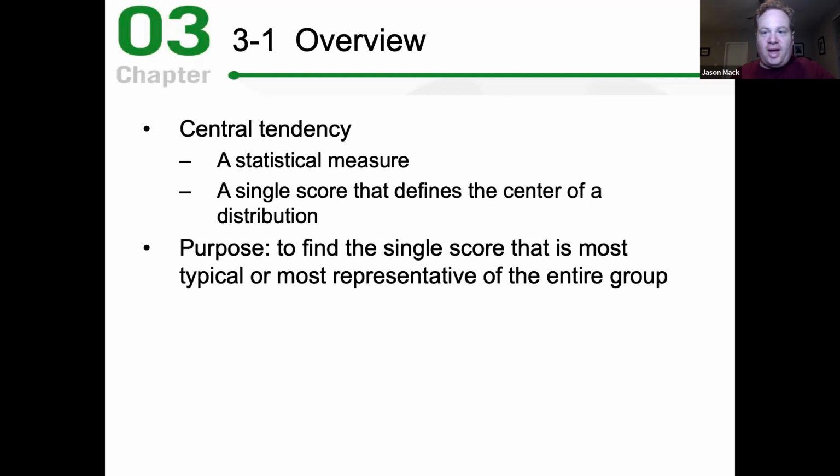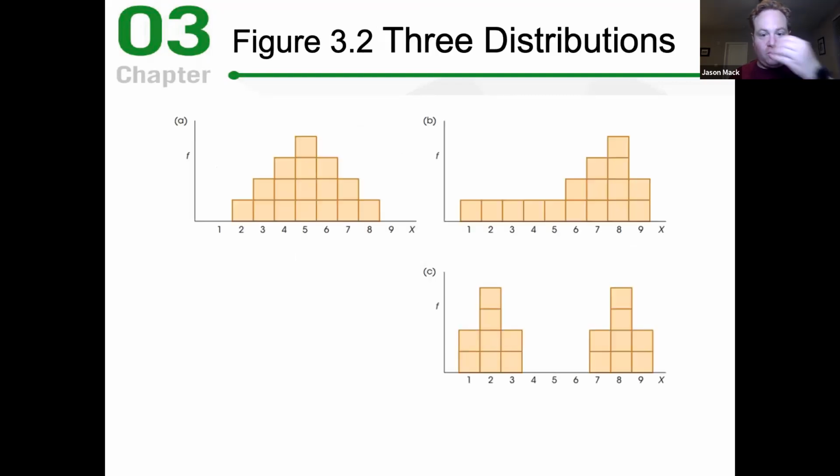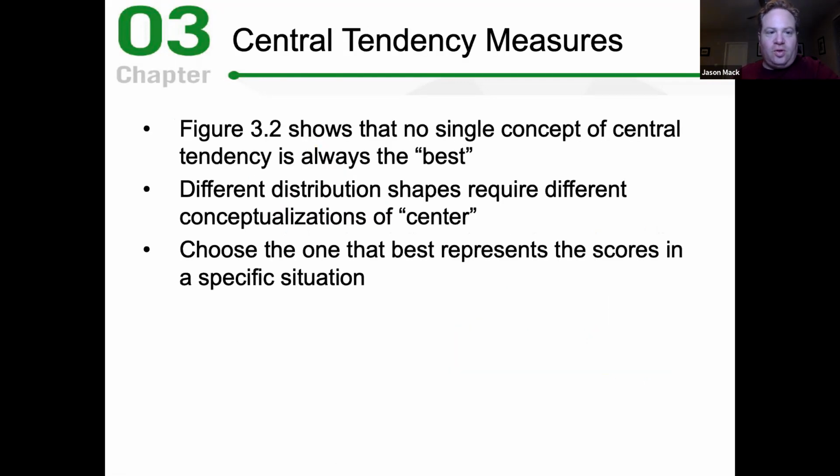So central tendency, that is a statistical measure. The idea is that it's a single score that defines the center of a distribution. The purpose is to find what's most representative of the group. You have your mean, your median, and your mode. So this shows what distributions might look like in terms of where the data might be dispersed. There's no single best concept of central tendency. Again, it's mean, median, and mode.